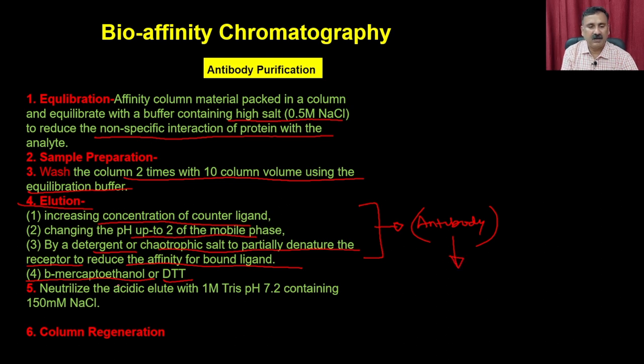Once this has been done, you can neutralize the acidic eluate with the help of 1 molar Tris containing pH 7.2, containing 150 millimolar salt. And once you are done with the purification, you have to do the column regeneration.